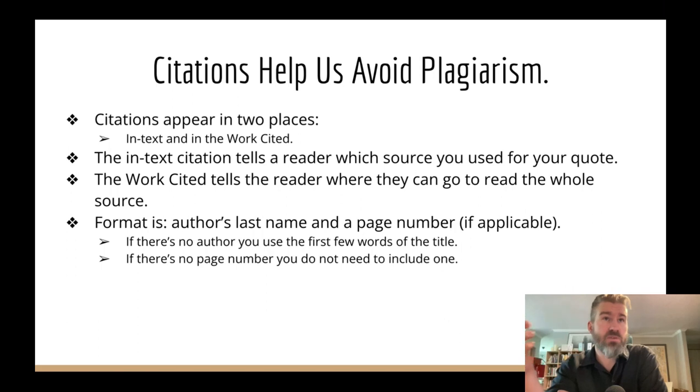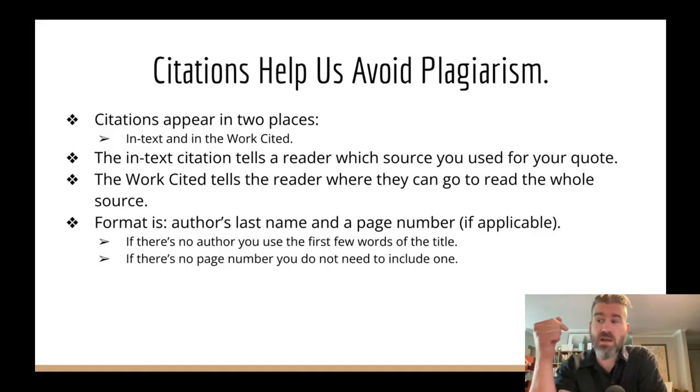If I just have a source in my works cited, I haven't actually cited it, so I haven't necessarily referenced it. If I'm using ideas from a source, I need to make sure that I have a citation. So that could be for a direct quote, that could be for a paraphrase or whatnot. So that in-text citation tells a reader which source you used for your quote or your paraphrase or your summary. And that works cited also tells the reader where they can go to read the whole source.